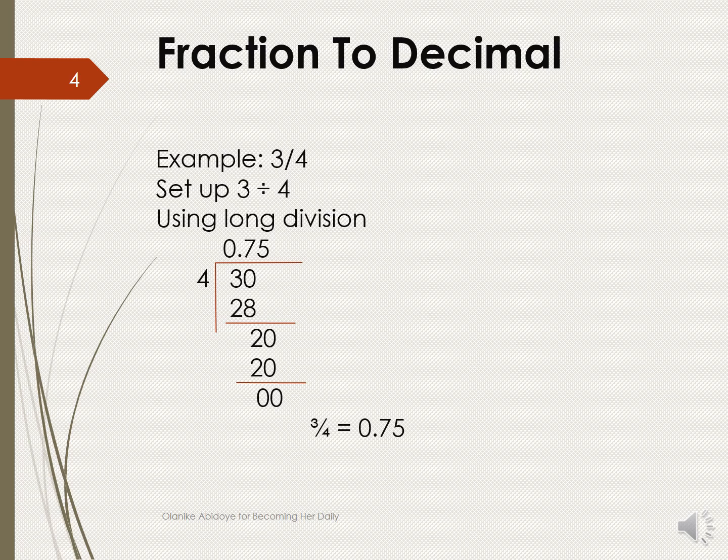How many 4 in 20? That will be 5. 5 times 4, that will give us 20. And 20 minus 20 will give us 0. And that means 3 over 4 is this. If we want to convert it to decimal, it's the same thing as 0.75.